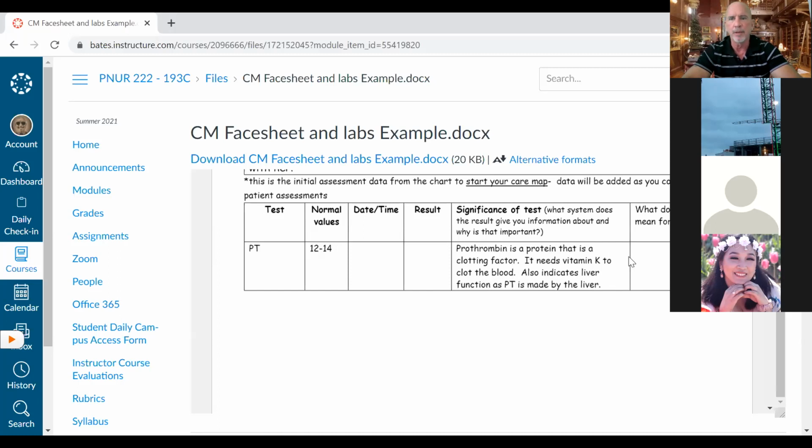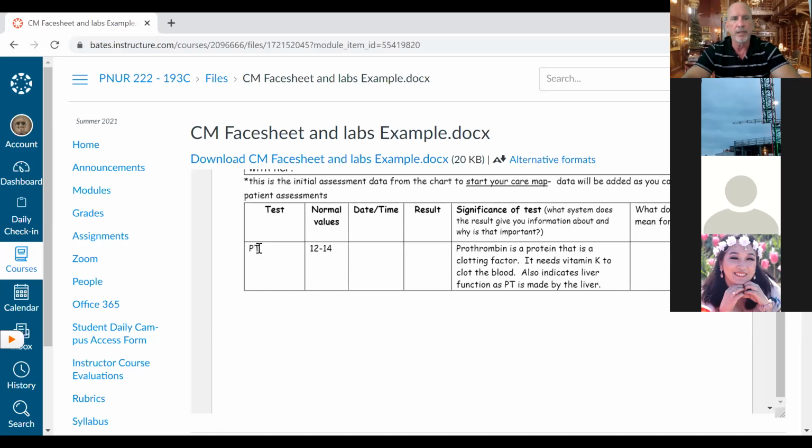What does this mean for my patient? Well, it could mean that his kidneys are failing. It could also mean that their liver is failing. As you can see in the explanation here, prothrombin is manufactured in the liver. So if his PT is low, he may have liver problems. But that's what we're looking for on the lab sheet.